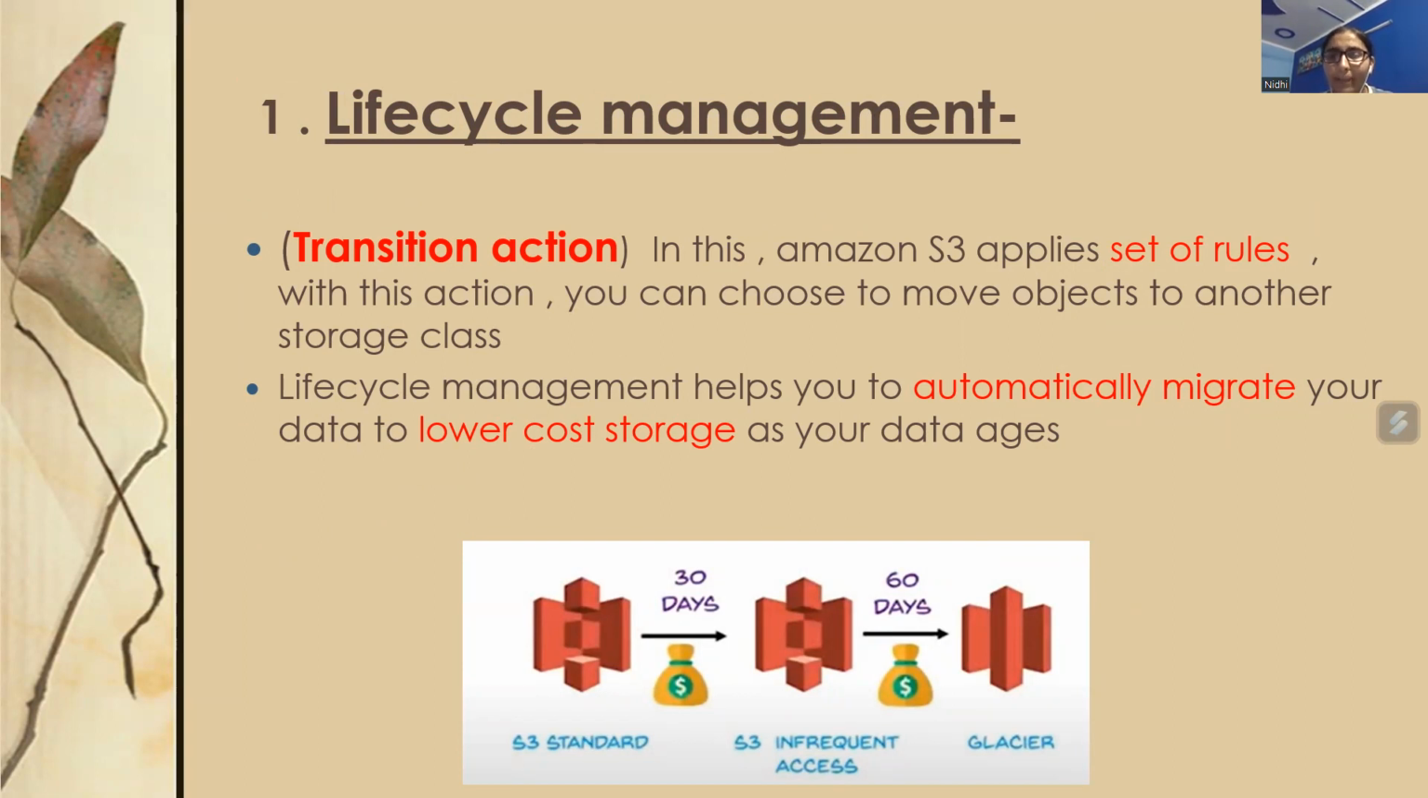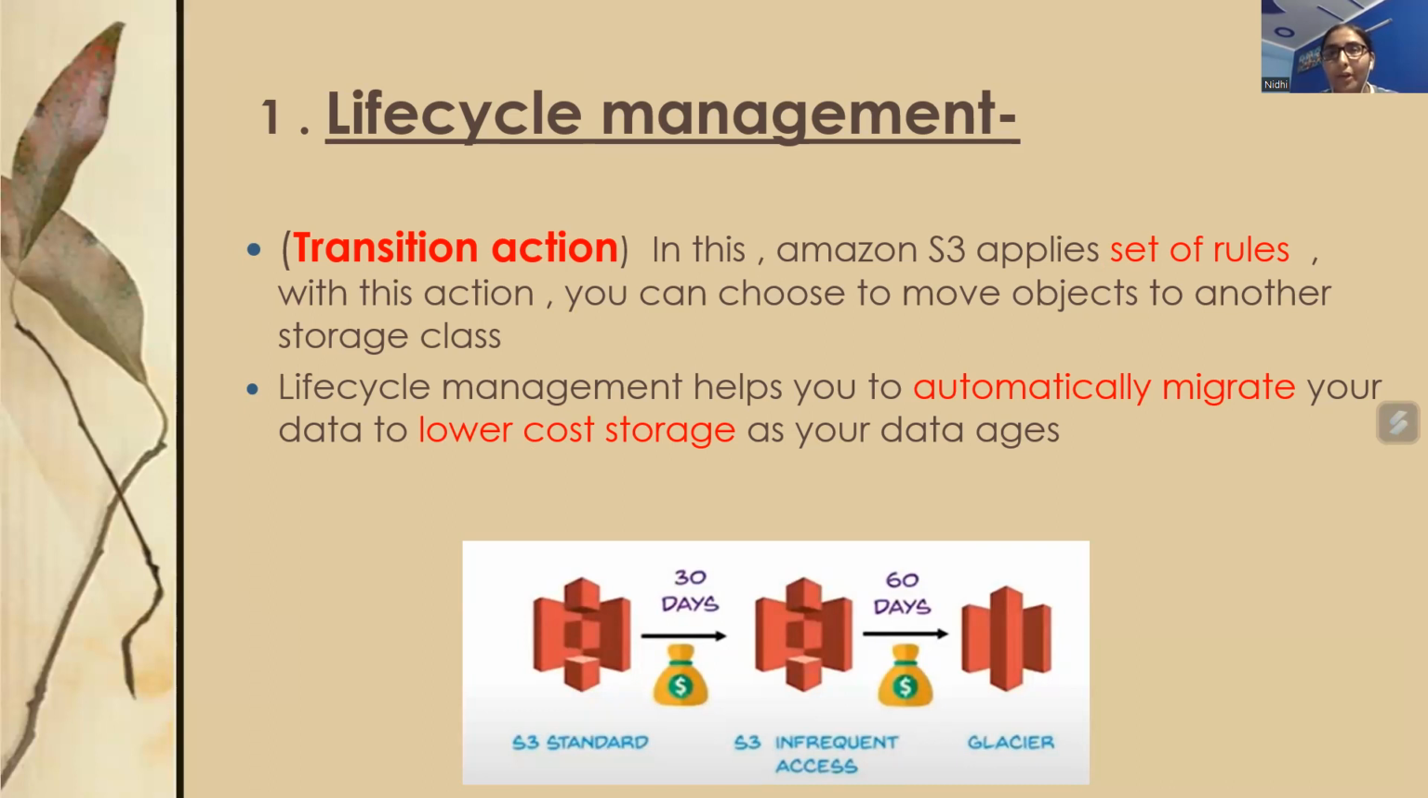As you can see in the picture, these are the storage classes. First is Standard, second is Infrequent, and the third one is Glacier. Let's say you have data and you have stored it in your Standard storage class. One thing is also important: every storage class has its own cost. If you're storing your data in Standard, it will be costly.